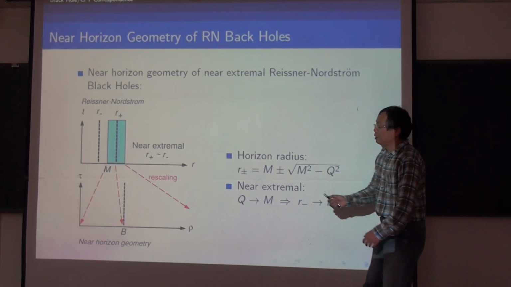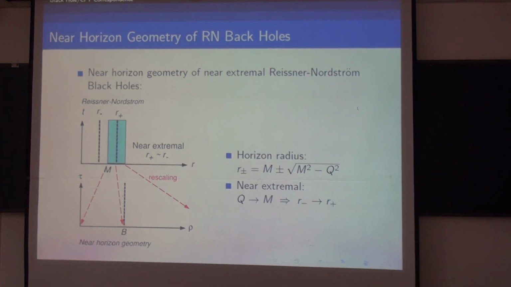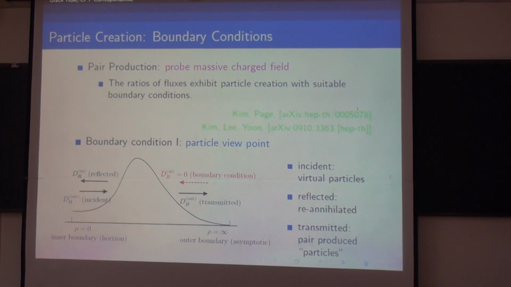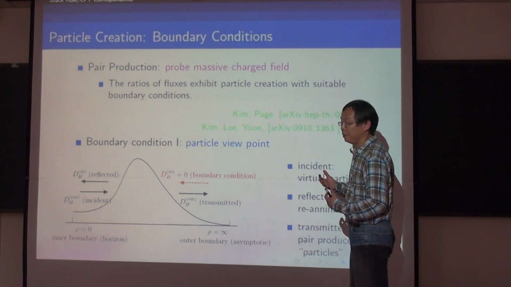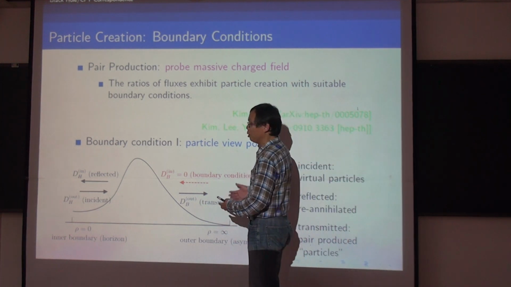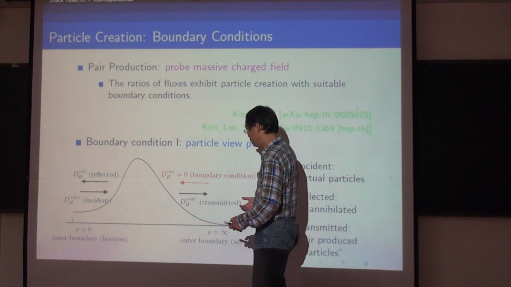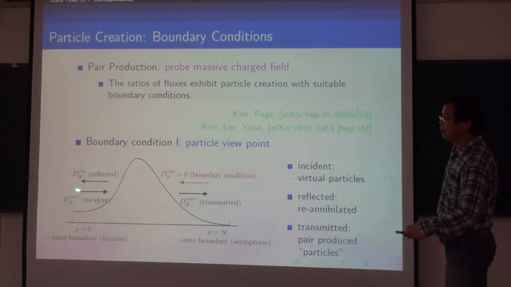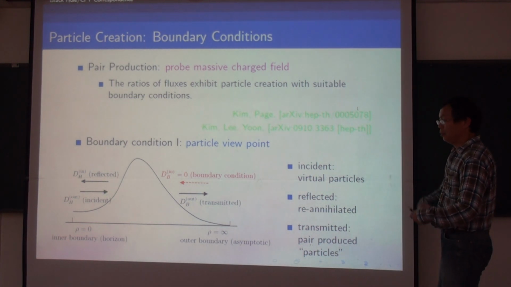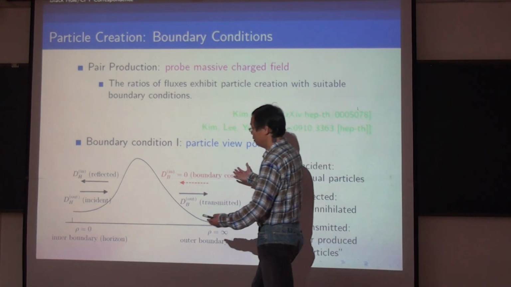Maybe I can continue. I'm not sure, but this is my interpretation. This is the boundary condition we impose from the particle point of view. This is the pair production of the virtual particle, and the reflected part.